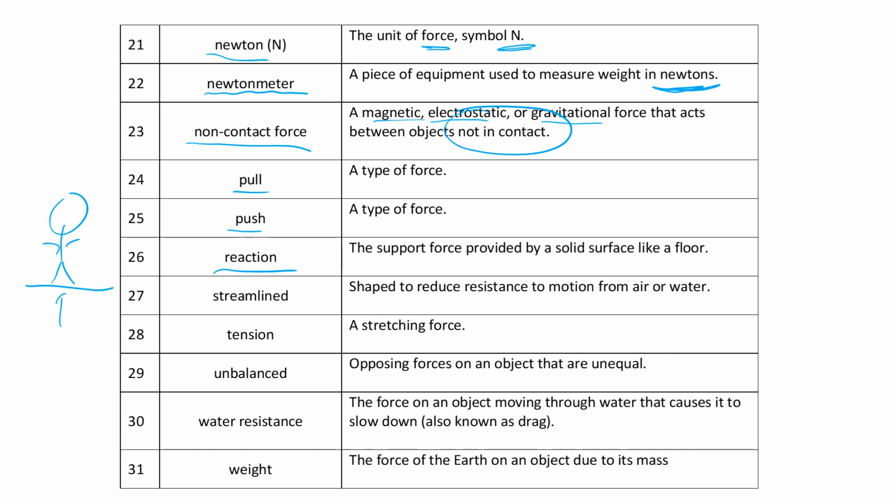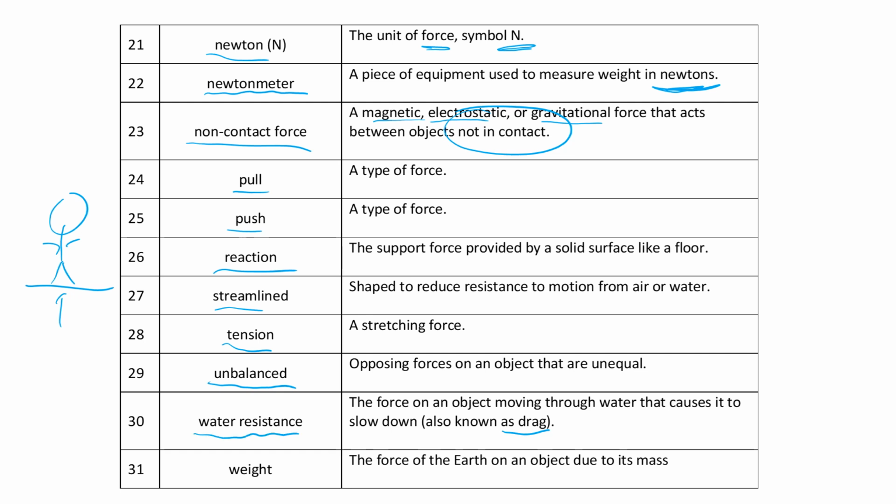Streamlined: shaped to reduce the resistance to motion from air or water. Okay, so my Ferrari is very streamlined. A stretching force, so when you're on the tug of war: tension. Opposing forces on an object that are unequal are unbalanced, and that usually creates movement. The force on an object moving through water that causes it to slow down, also called drag. We've talked about this before, air resistance, you've also got water resistance.